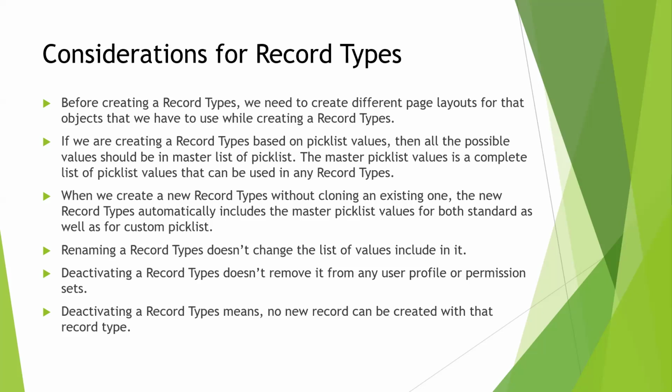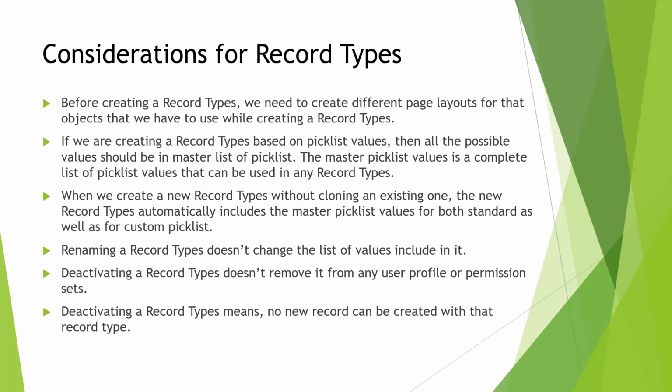Next one is, when we create a new record type without cloning an existing one, the new record type automatically includes the master pick list value for both standard as well as custom pick list values, right? As we have seen, master was selected itself, right? So record type also we can create for both objects, standard one as well as custom one, right?